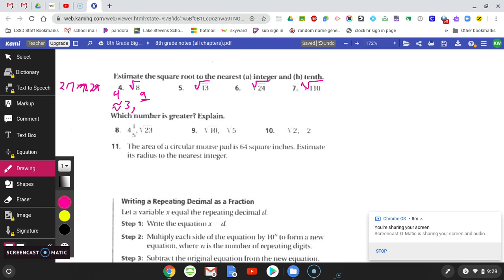Man, sorry. 2.7 is 7.29. 2.8 times 2.8 will give me 7.84. So we're getting close. 2.9 times 2.9 will give me 8.41. So you can see the closest one would be our 2.8.